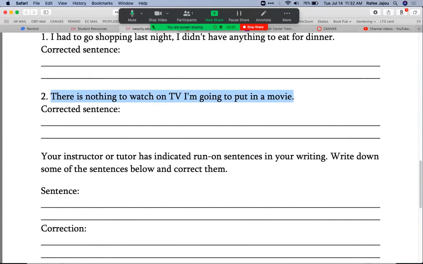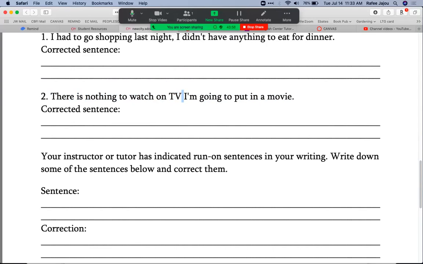It's fused. There are two independent statements. Subject, verb, complete idea. Subject, verb, complete idea. We need something right here in the middle. What can you put in?